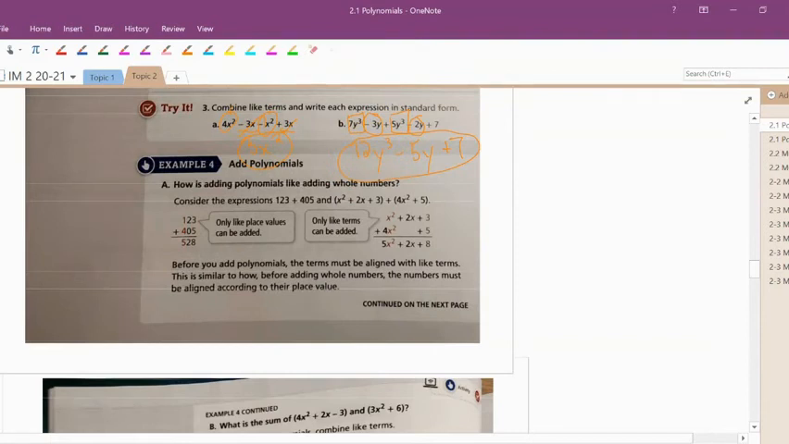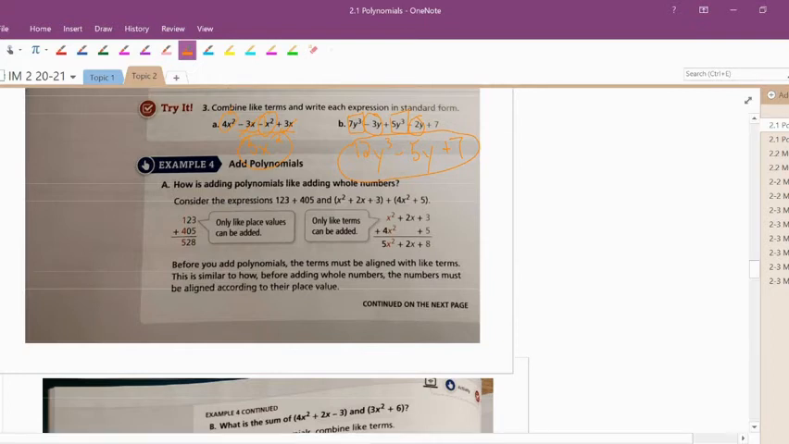Add polynomials. So it's just like adding regular numbers, where you line up the right places and you add down. So over here we have 3 plus 5 is 8. 2 plus 0 is 2, and 1 plus 4 is 5. So 123 plus 405 is 528. Well, that's the same thing with our polynomials.